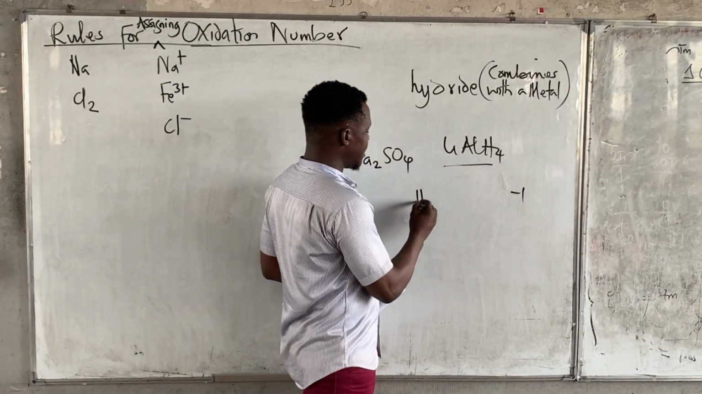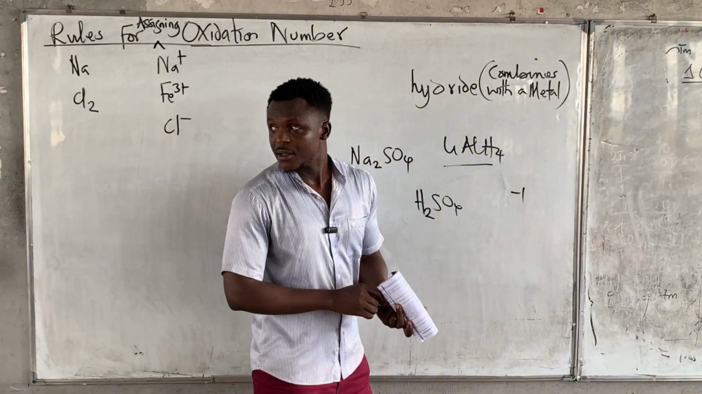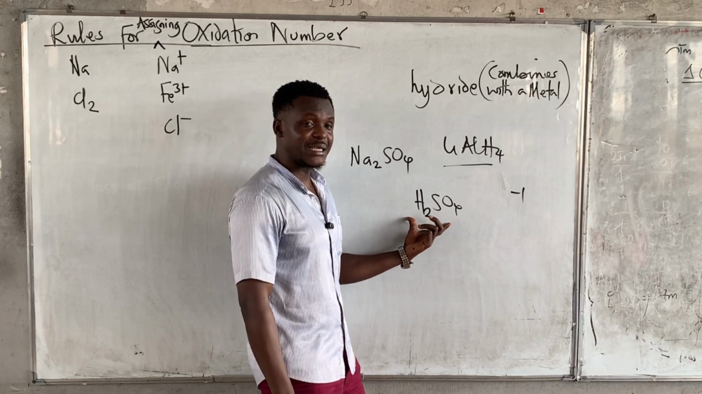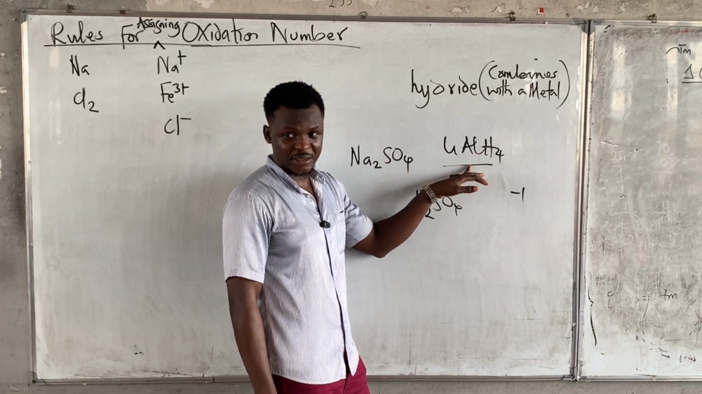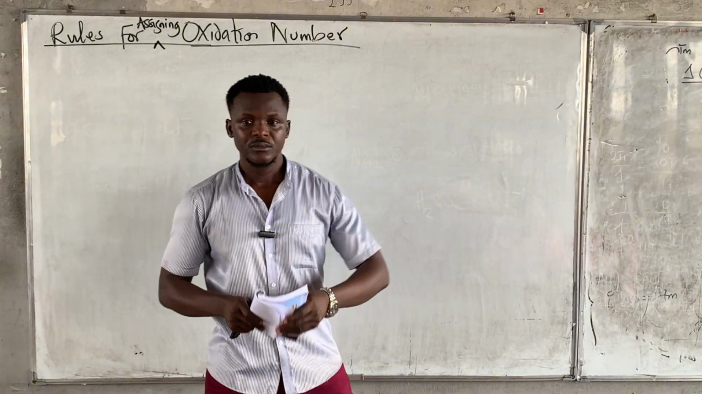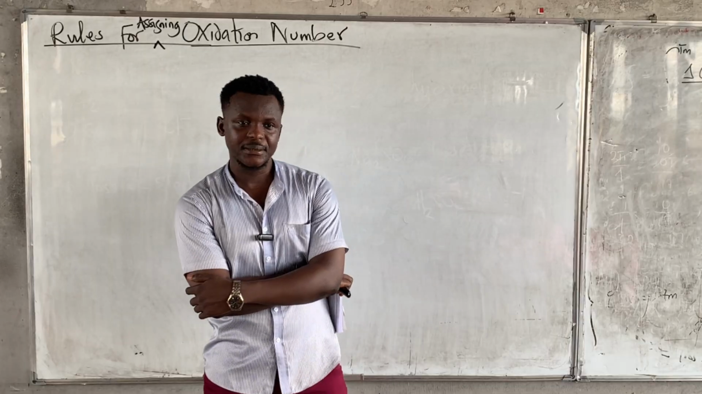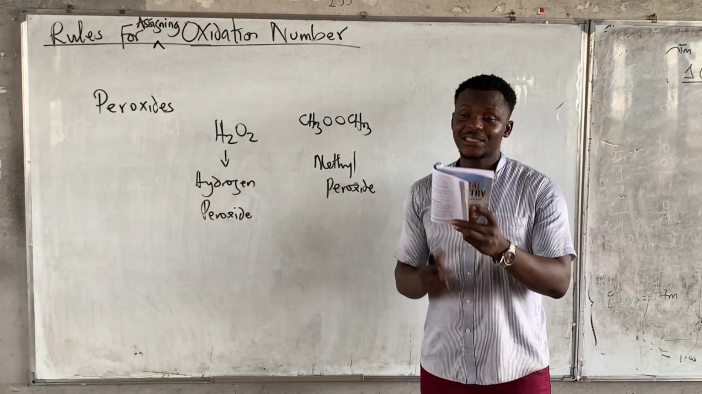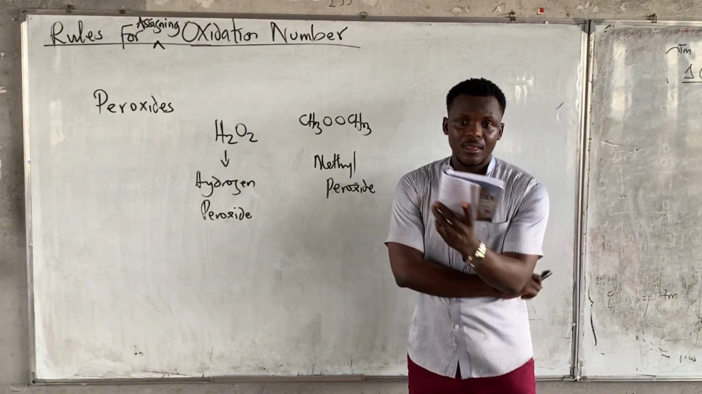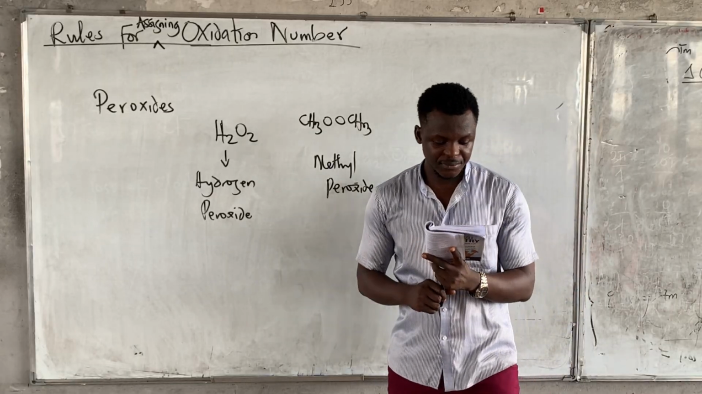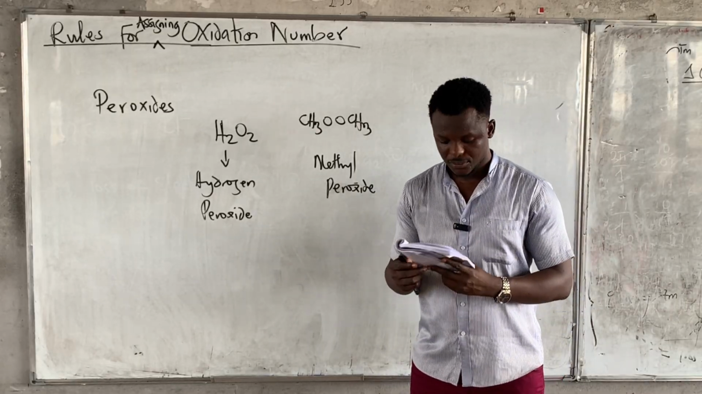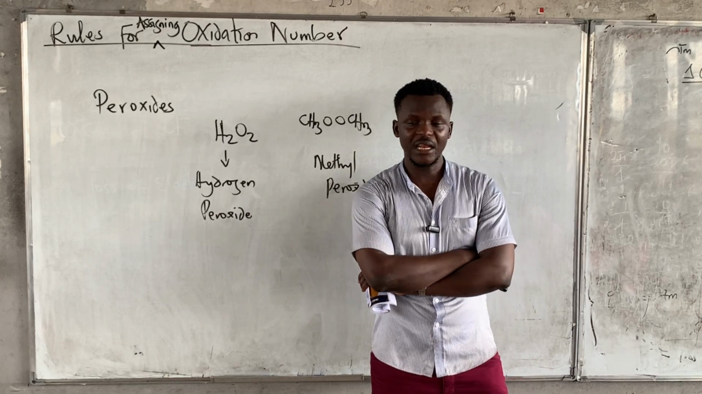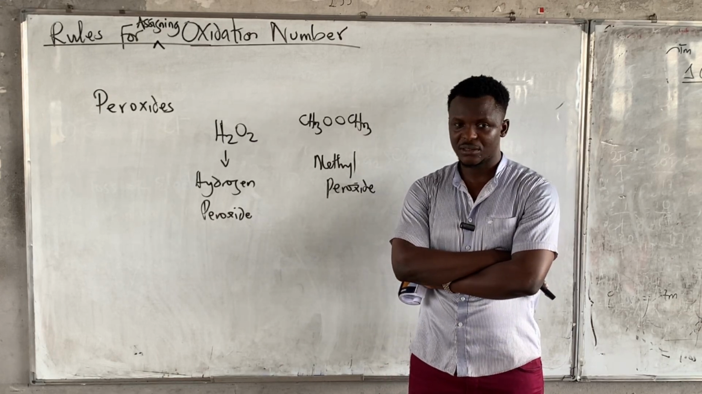If it is a case of, let's say, H2SO4, the other elements are non-metals, so hydrogen will be +1. Hydrogen can only take -1 when it combines with a metal. Take note of that. Number 5: the oxidation number of oxygen is always -2, except in peroxides where it is -1. Number 6: the oxidation number of group 7 elements in a binary compound is always -1.